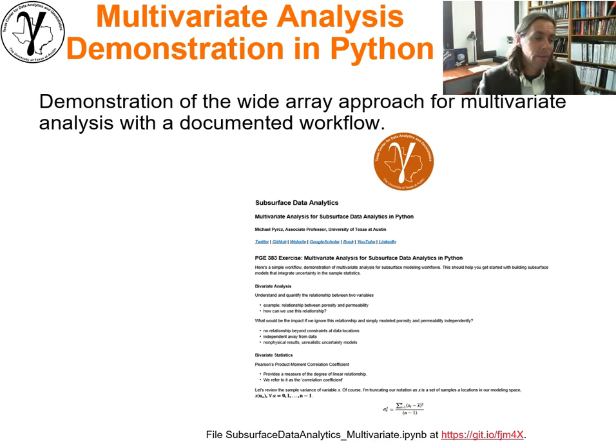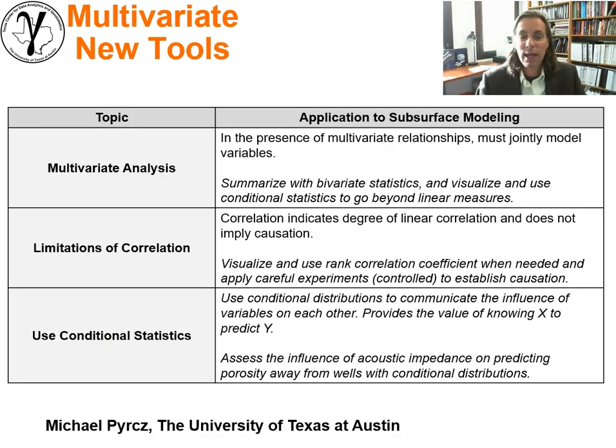All right. Now, what have we covered here? Those are the basic takeaways that you could use. Well, in the presence of multivariate relationships, we must jointly model the variables. We must account for their relationships with each other. We may have to deal with high dimensional relationships, and we'll talk more about feature selection and dimensionality reduction pretty shortly. We'll be doing that right away.